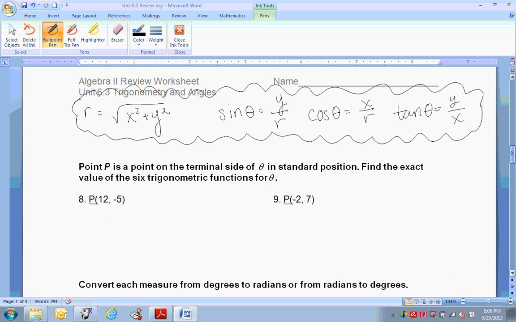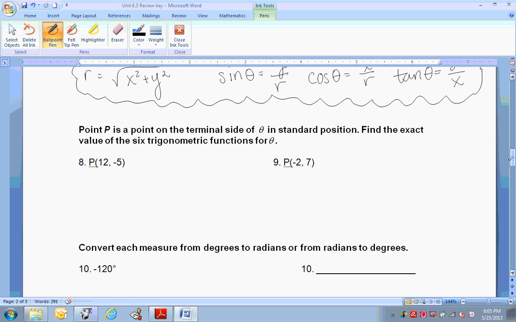Okay, so moving on to numbers 8 and 9. Make sure that you have the following information in your notes somewhere. You need to know these 4 equations: r is equal to the square root of x squared plus y squared, sine of theta is y over r, cosine of theta is x over r, and tangent of theta is y over x. They give us a point on the terminal side of theta in standard position, and they want us to find the exact value of the 6 trigonometric functions for theta.